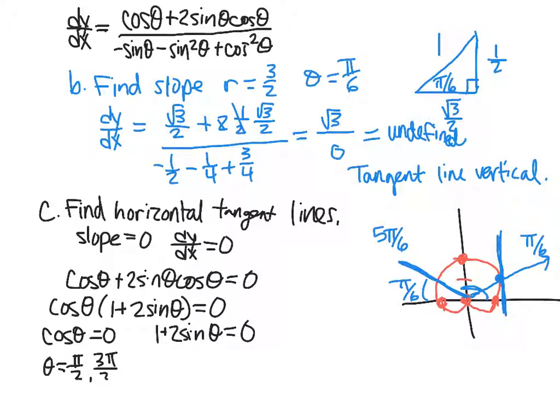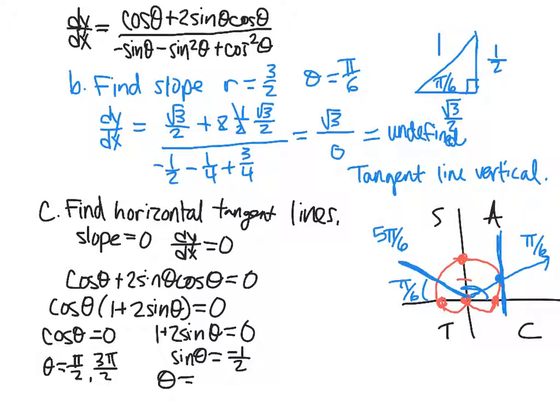Then we want to get sine theta by itself. So we get sine theta equals negative 1/2. So we got our 1/2 angles again, but we need the sign to be negative. So we have All Students Take Calculus. So you know sine is going to be negative in the third and the fourth quadrant. So we've got to figure out what theta is. So we want sine, and we need sine of pi/6.